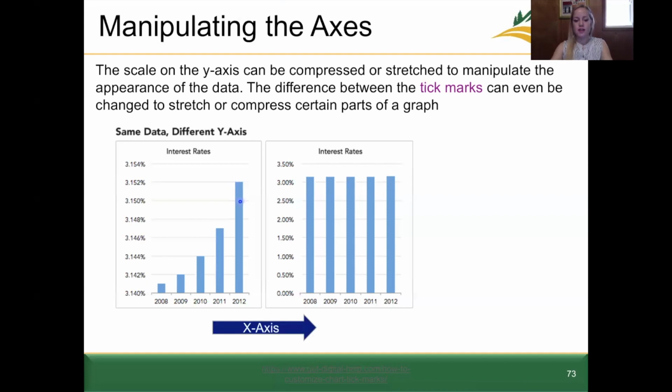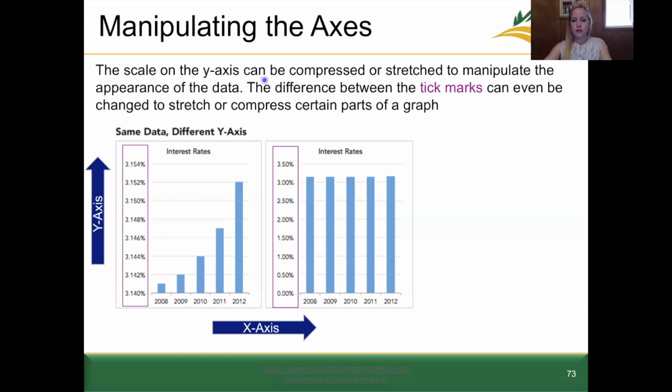And now you may have seen this before. Here horizontally, we have our x-axes, and here vertically, we have our y-axes. Okay, so that's something important to know as we move forward. Another point here, the difference between the tick marks can even be changed to stretch or compress certain parts of the graph. So the tick marks used here are boxed in purple. We have a tick mark at 0.00, 0.50 for the graph on the right. But for the graph on the left, our tick marks are 3.140 up to 3.142. So those tick marks are spaced very differently compared to the graph on the right.